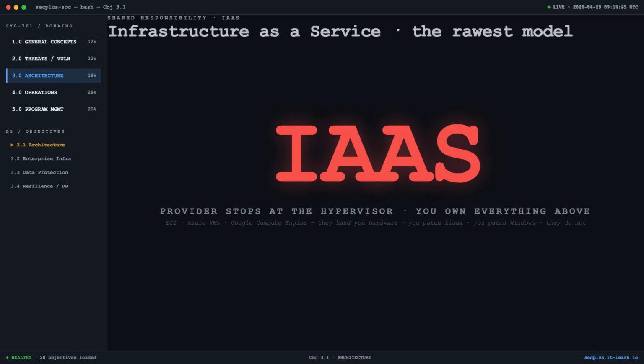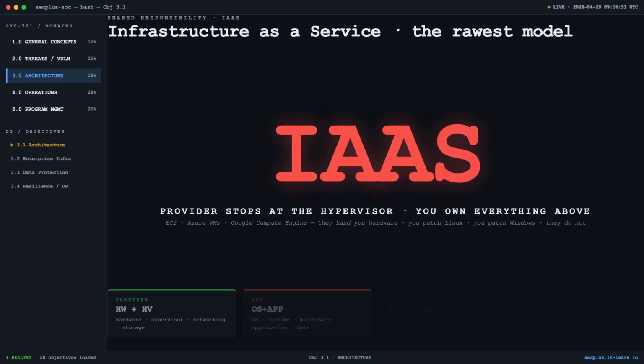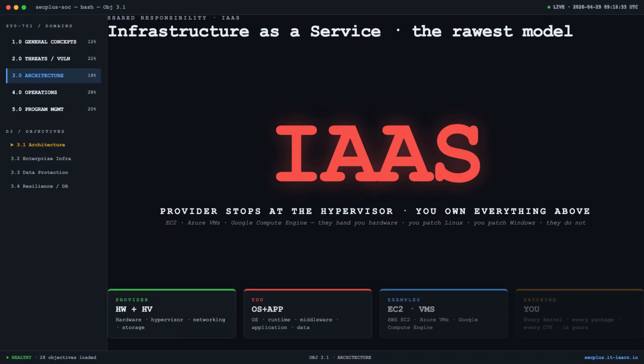IaaS, infrastructure as a service, is the rawest. The provider gives you hardware, hypervisor, networking, storage. You bring the operating system, the runtime, the middleware, the application, and the data. Think AWS EC2, Azure VMs, Google Compute Engine. You patch Linux, you patch Windows. The cloud provider does not.